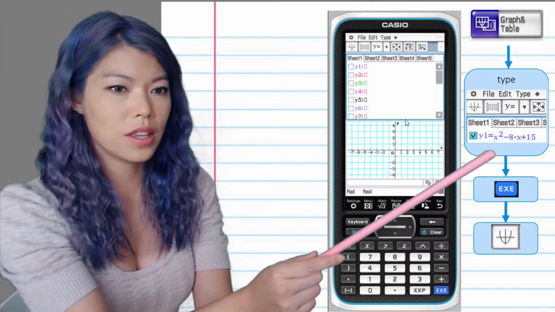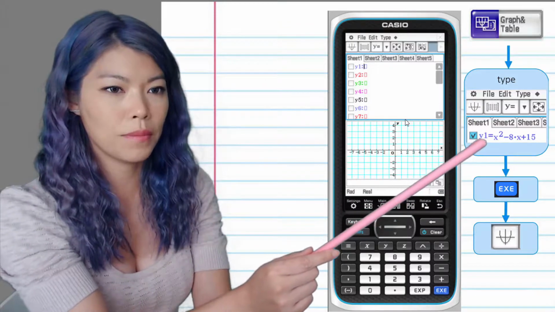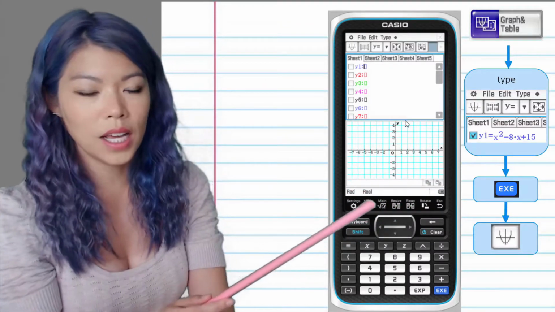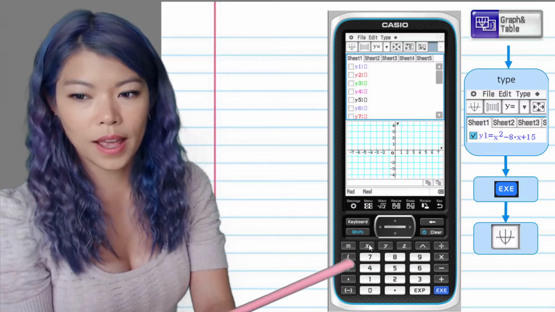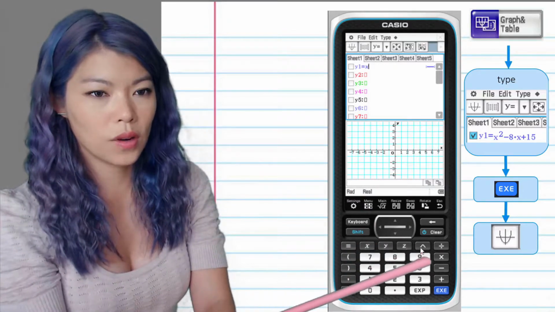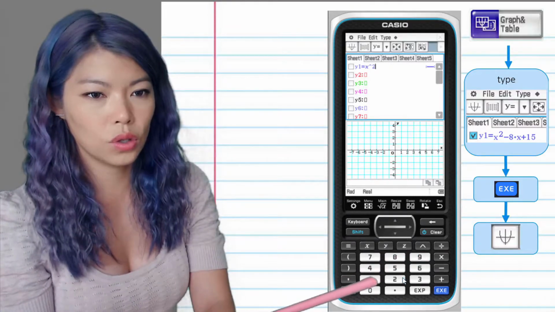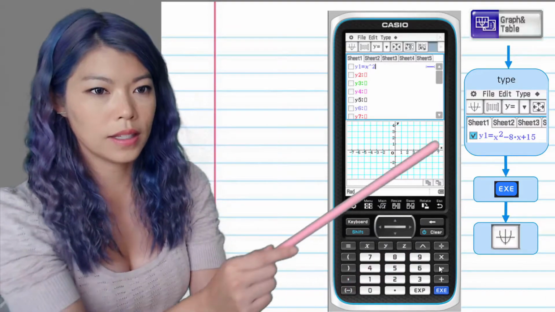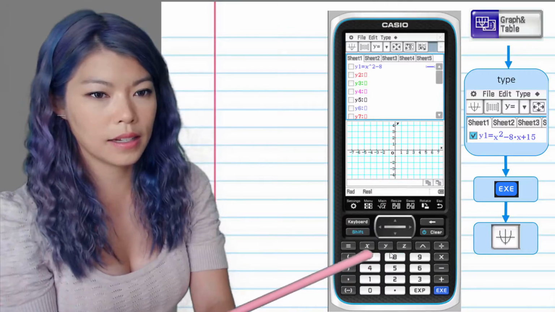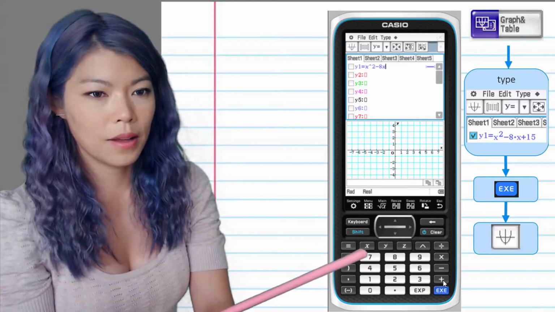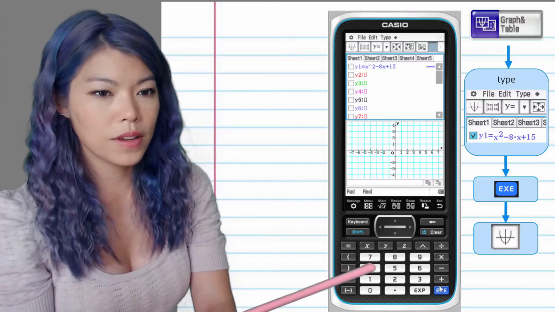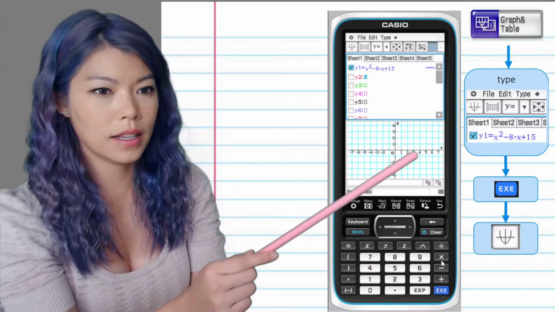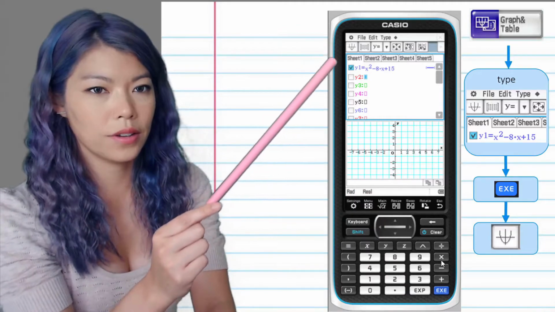Let's sketch this equation over here, x squared minus 8x plus 15. We do so by using the keyboard over here. So type in x. To do squared, we use a little hat, 2. And what does it say? Minus 8x plus 15. And then whenever you're done, always hit the enter button, execute. So our calculator knows, yep, we're done.